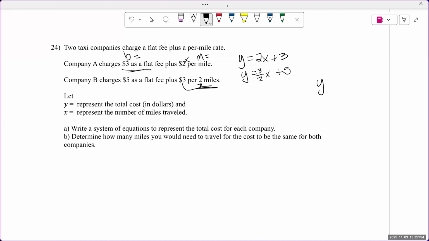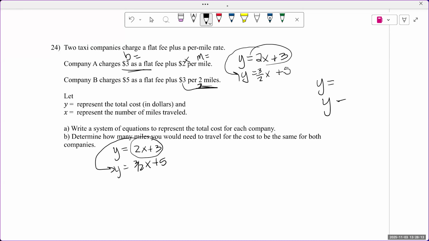So I have y equals. I'm going to set them equal to each other. So y equals 2x plus 3. Y equals 3 halves x plus 5. I'm going to plug this in over here. 2x plus 3. I want to know, where is it equal to 3 halves x plus 5?